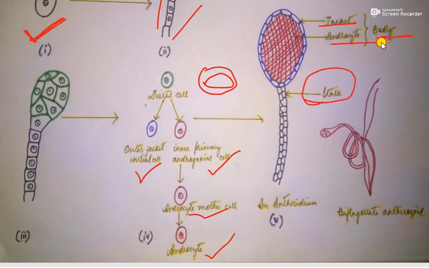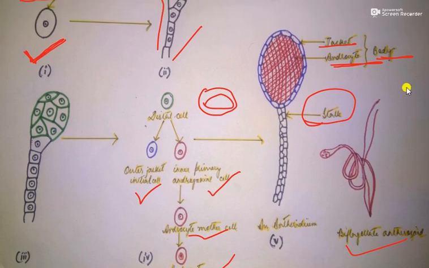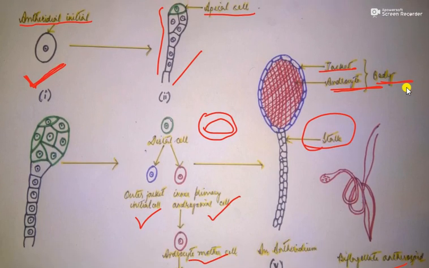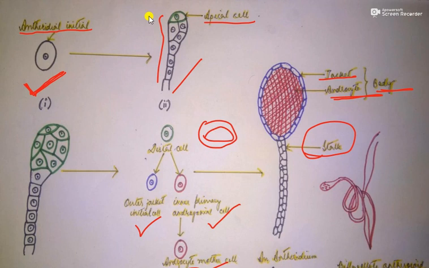Now what will happen to the androcytes? Each of the androcytes present here will metamorphose into a biflagellate antherozoid or sperm. In this way the antheridium is developed. Let's have a quick revision on this.